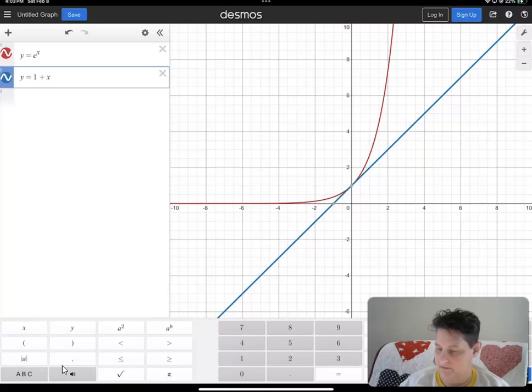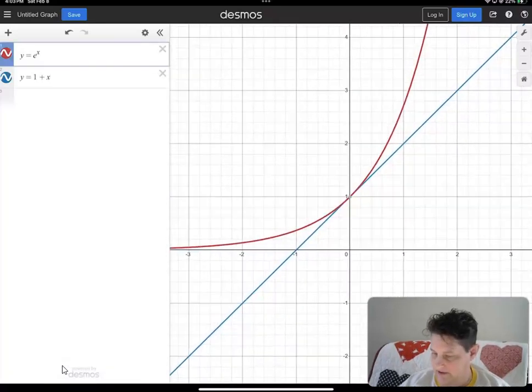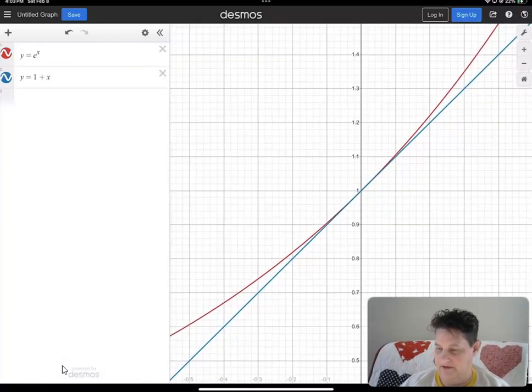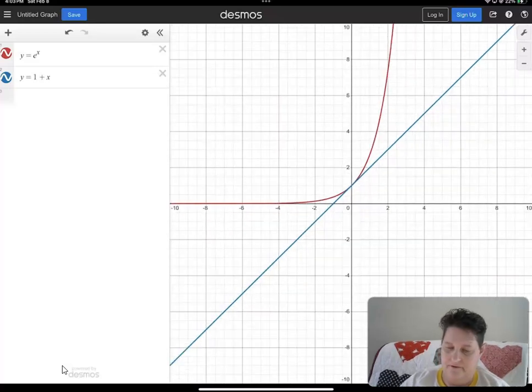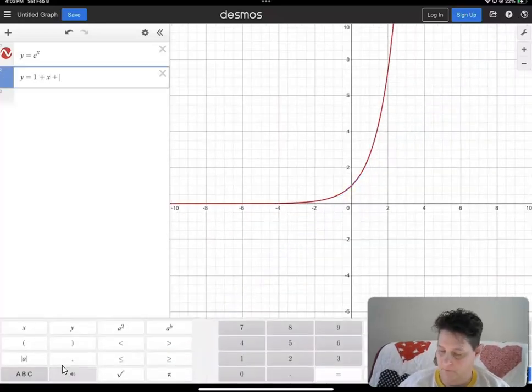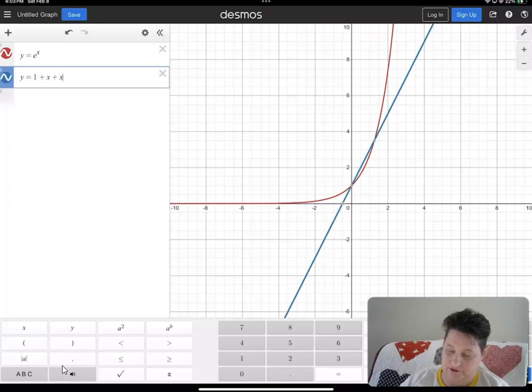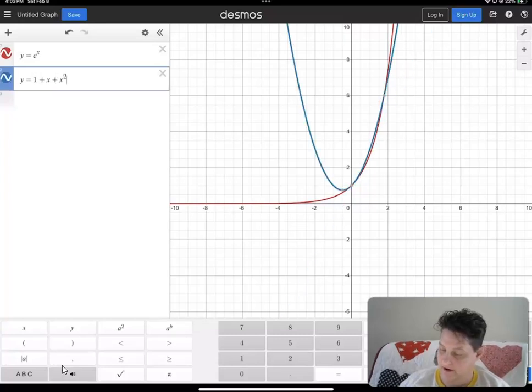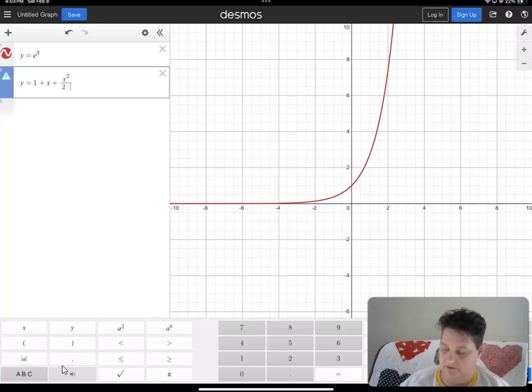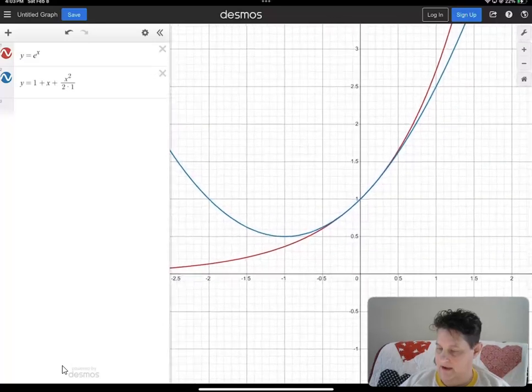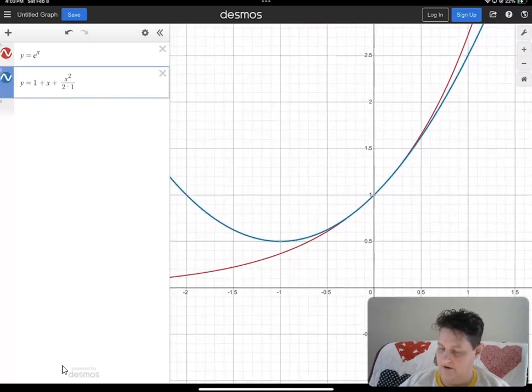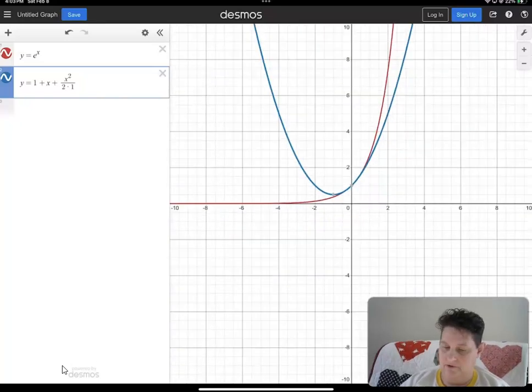1 plus x. Okay. That's a little better, especially if I zoom in. Are those things pretty close to each other? Kind of. Right? So that's 1 plus x. What's the next term here? This is where this starts getting trippy. x squared over 2 factorial. I'm just going to write 2 times 1. All right? Look at how close those curves are from about here to here. Those look very, very similar, right?